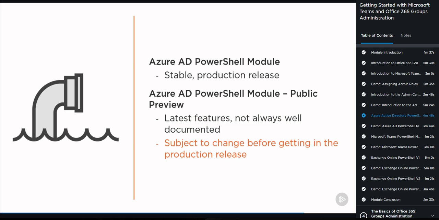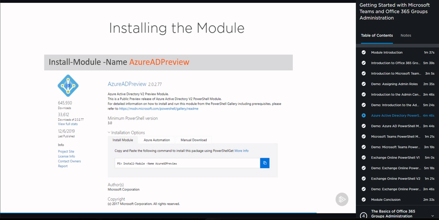Now that we have seen the theory, let's go to the lab and see how it looks in real life when we install the Azure AD PowerShell module and connect to Azure Active Directory by using PowerShell. We are now in the lab environment, and inside the browser here, I have already navigated to the PowerShell Gallery, so let's search for Azure AD.